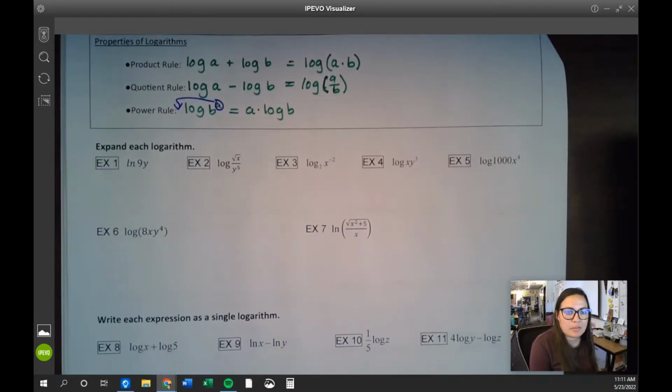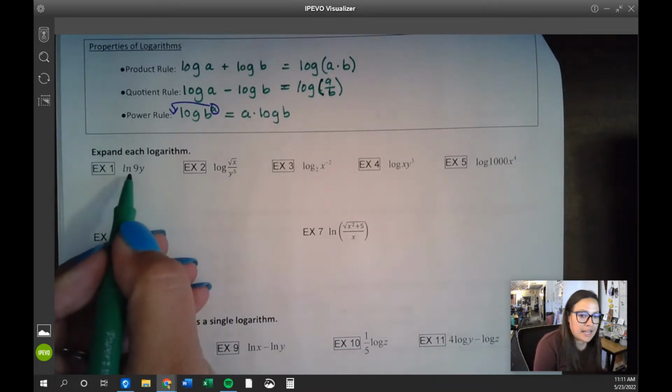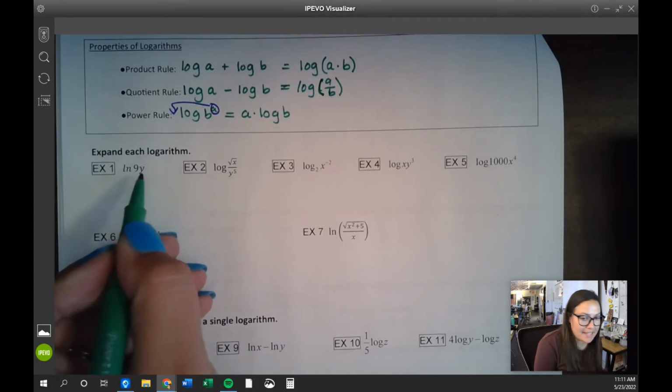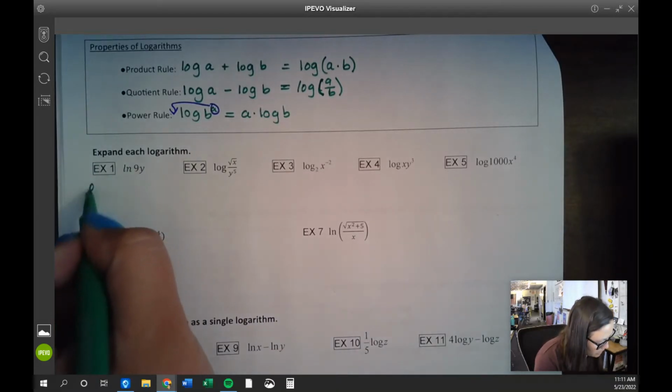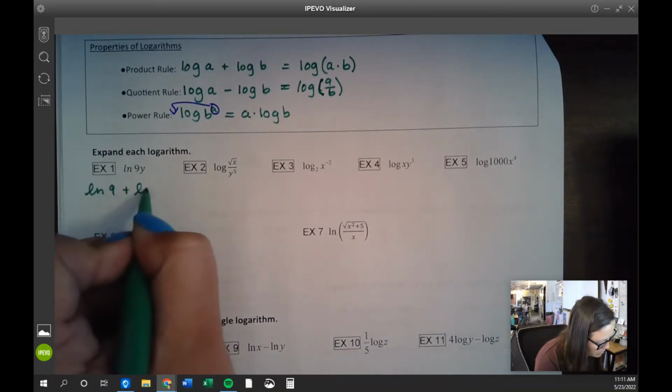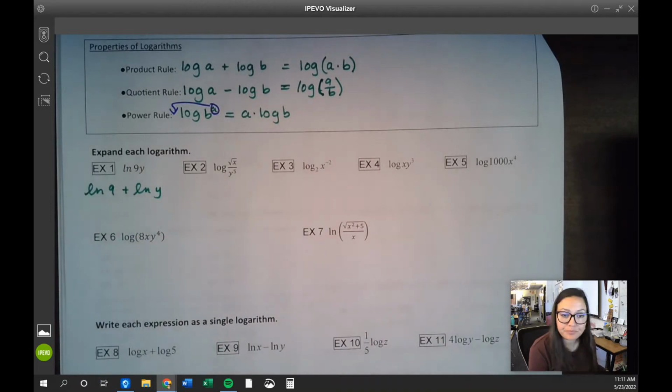Okay, so let's put these properties into practice. So the first set of examples says to expand each logarithm. So this says natural log of 9y. Well, that's 9 times y, so I can write that as a natural log of 9 plus the natural log of y.